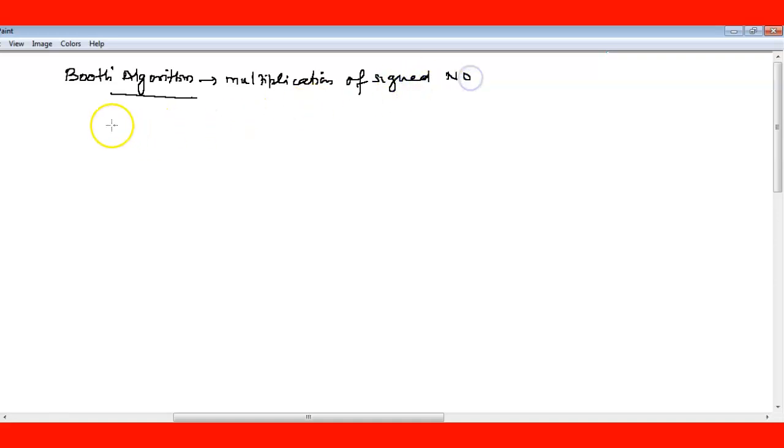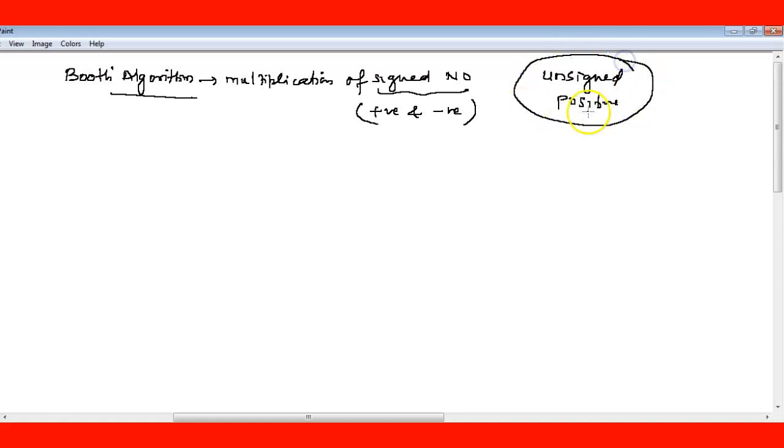There are two types of numbers, signed numbers and unsigned numbers. Signed numbers means both positive and negative numbers are said to be signed. Unsigned numbers are strictly positive numbers. So first we learn how to multiply unsigned numbers, then we come back to the Booth algorithm.